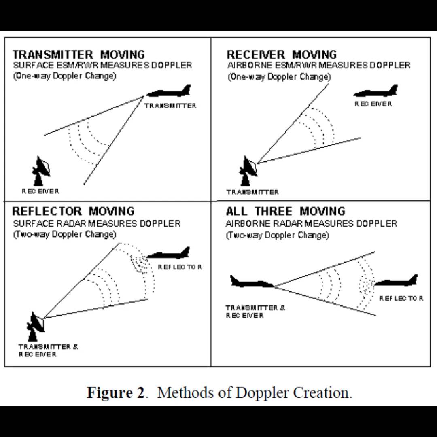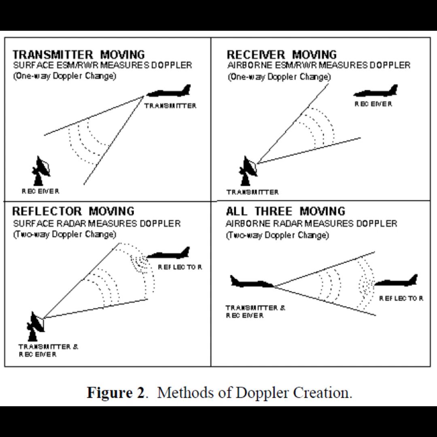The image depicts different methods of Doppler creation, illustrating how the Doppler effect can be measured depending on which elements, transmitter, receiver, reflector, are in motion. The Doppler effect refers to the change in frequency or wavelength of a wave in relation to an observer moving relative to the wave source. Each panel in the image represents a distinct scenario of movement affecting the Doppler measurement.